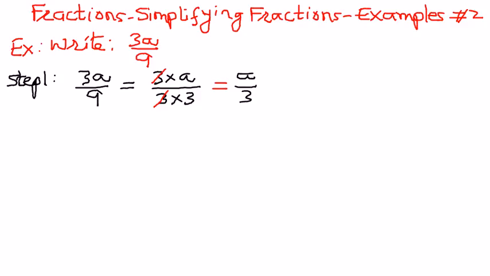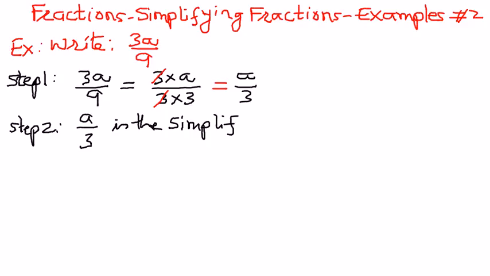So, as step number 2, we're going to say a over 3 is the simplified form of 3a over 9. A over 3 is the simplified form. Let me write that here. Simplified form of 3a over 9.